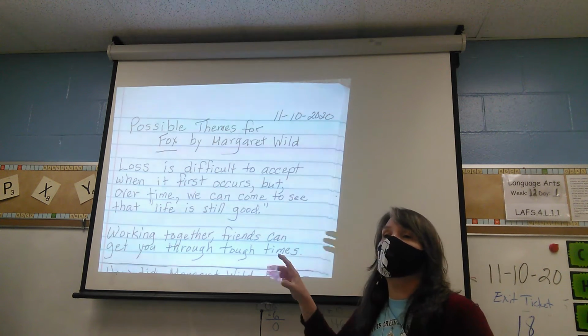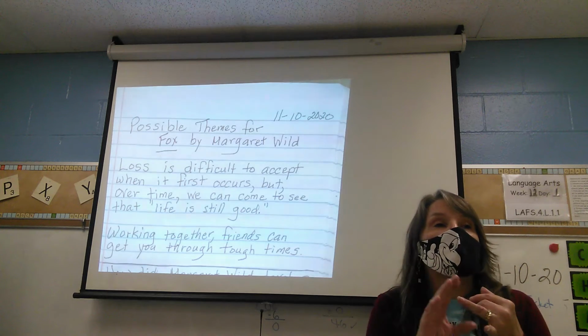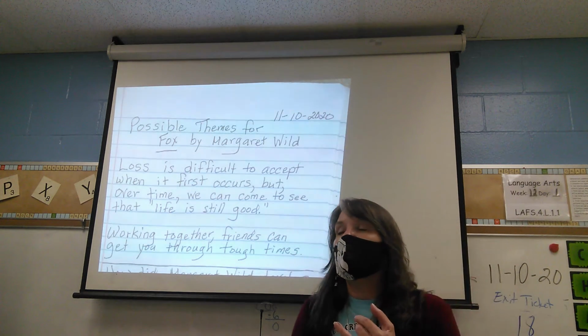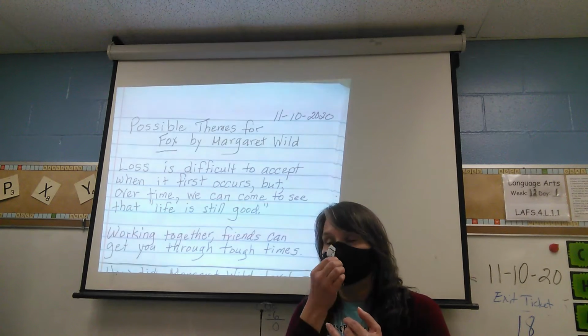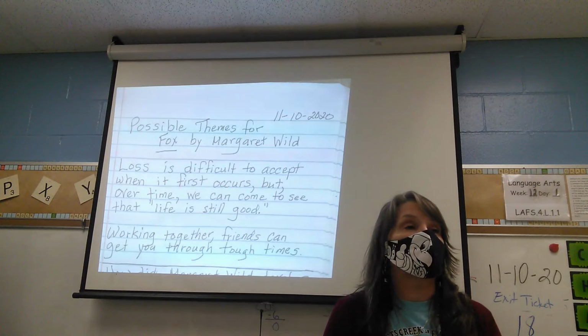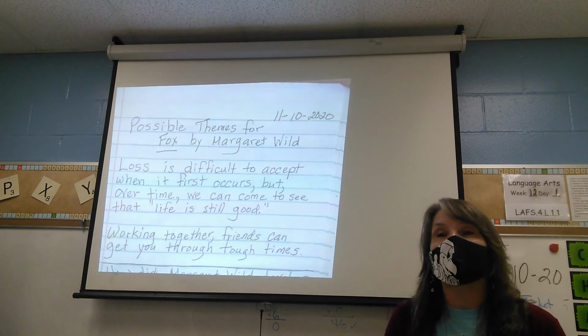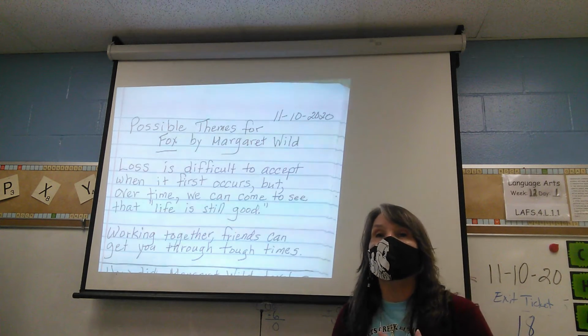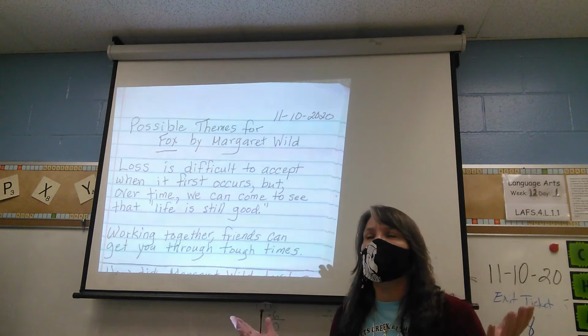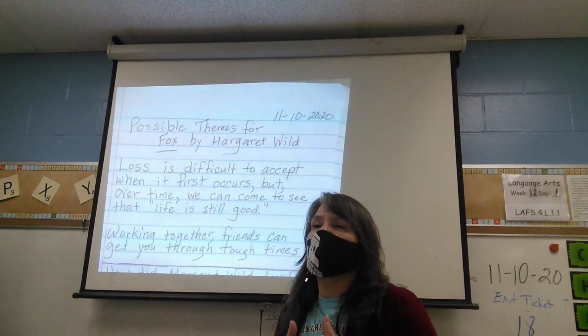We learned and studied author's craft, how an author writes a story, and the different types of craft an author can use in their story. We also had a lesson on story elements, where we talked about how the elements of the story can bring about the theme. And so today we're going to put all of those together.